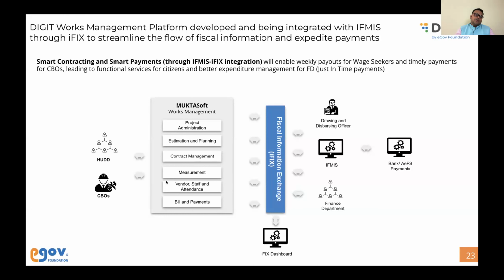There are also, like I mentioned, challenges for the urban local body and the community-based organizations in terms of visibility. So there is a mobile app for the community-based organizations where they can accept projects and update the status of projects, which will be visible to the urban local body staff. And they will also have visibility on the bills that they have raised. Is it in processing, with whom, what is the next step, etc.